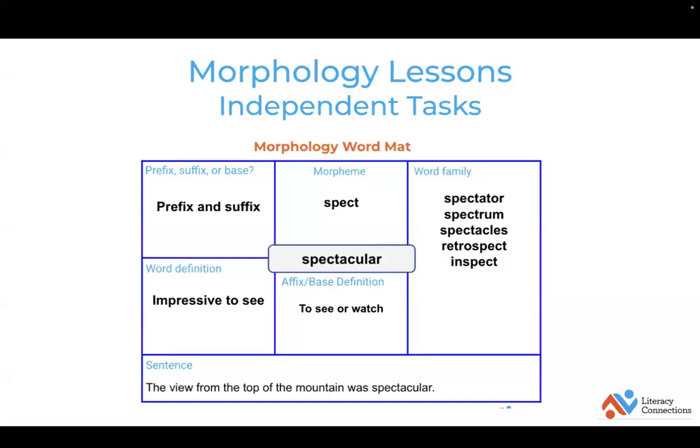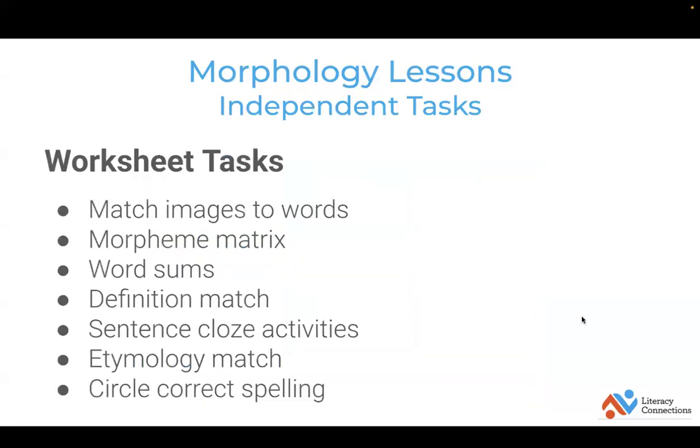It can be a prefix and a suffix, and it means impressive to see. So we've got some word families there where we've used it both as a prefix and a suffix. So spectator, retrospect, and then a sentence. So it's a great independent activity.